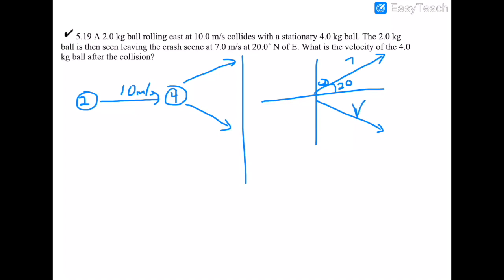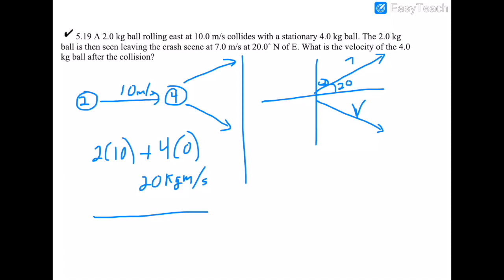Okay, so conservation of momentum. Momentum before the collision is equal to momentum after the collision. So before the collision, what do we have? We have a 2 kilogram ball moving at 10 meters per second, 2 times 10, plus the 4 kilogram ball not moving at all, so that'd be 0. So before the collision, we have 20 kg·m per s. Okay, and that's the momentum before the collision. Remember, momentum is a vector, so we have to draw that. So it's 20 kg·m per s going this way.